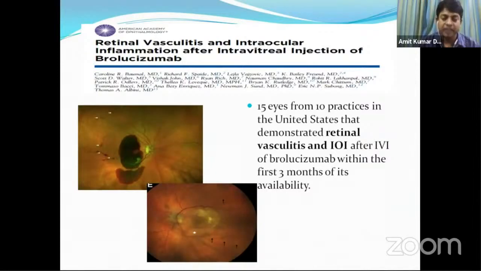Another theory is that this could be due to aggravated retinal ischemia, causing retinal vascular occlusions. So phase 4 trials are now underway, studying the safety and efficacy of brolucizumab. Once the study results are out, we can further conclude whether it can be used routinely in place of other anti-VEGF intravitreal drugs.